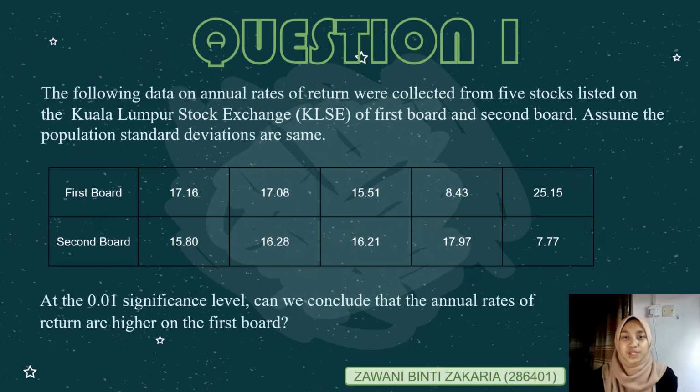Now I will proceed with question number 1. The following data on annual rates of return were collected from 5 stock lists on the Kuala Lumpur Stock Exchange of first board and second board. Assume the population standard deviations are the same. For first board, we have 17.16, 17.08, 15.51, 8.43, and 25.15. For second board, we have 15.80, 16.28, 16.21, 17.97, and 7.77. At the 0.01 significance level, can we conclude that the annual rates of return are higher on the first board?